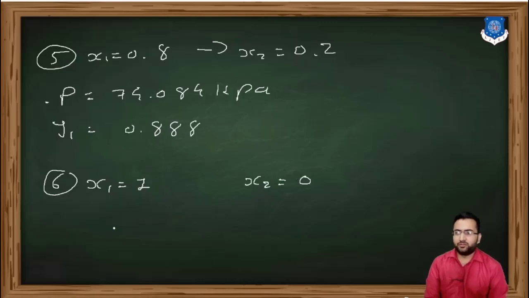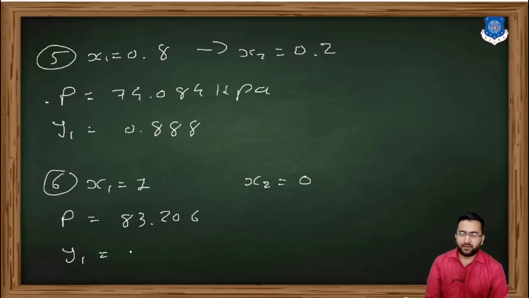Similarly, for the last iteration, x1 is equal to 1, so x2 is equal to 0. We will get the pressure P equal to 83.206, and y1 is equal to 1.